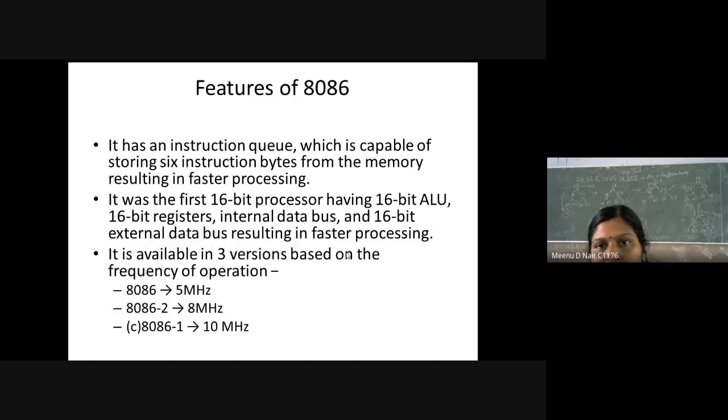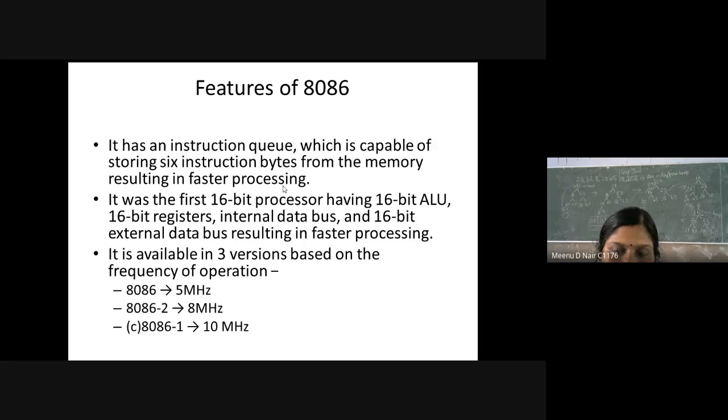Now we will see the features of 8086. There are so many features for 8086. The first thing is it has an instruction queue which is capable of storing 6 instruction bytes from the memory, resulting in faster processing. Compared to 8085, what is happening here? The 8085 will hold only 1 byte of data, with just an 8-bit location given for storing the data.